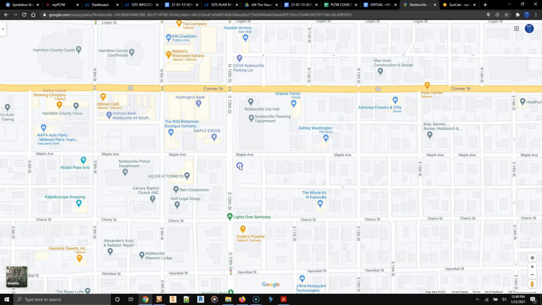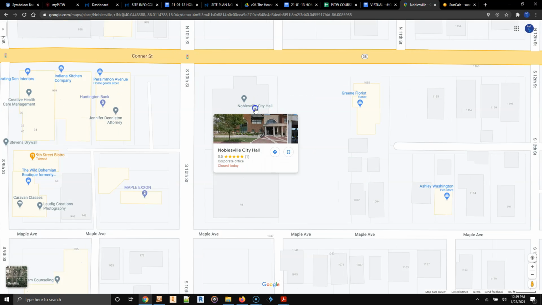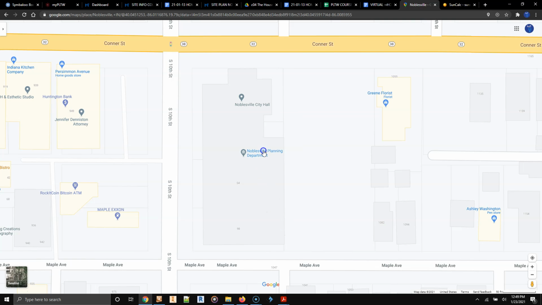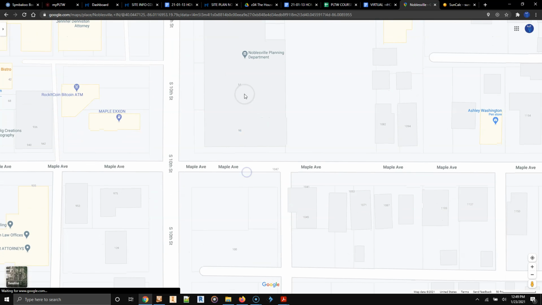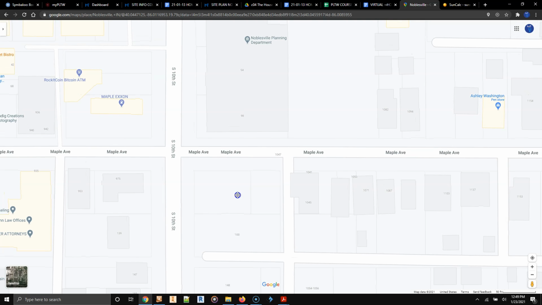So here's our site here. We're at Maple Avenue and 10th Street. And if you look immediately north, we have the Noblesville City Hall, and we have the Noblesville Planning Department. So that's immediately north. So we have commercial property just north of us. Okay, well, actually, it's governmental, I guess.